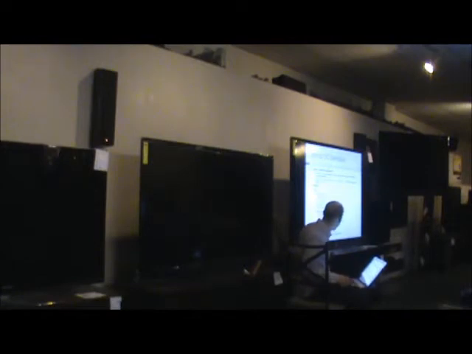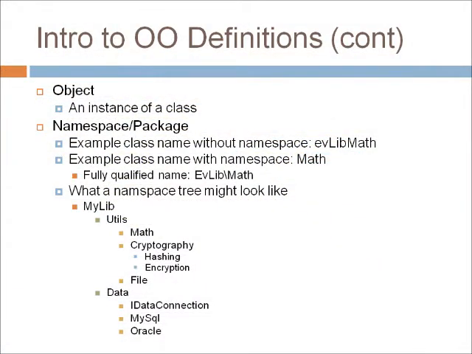So you can't instantiate an abstract class. You can instantiate a subclass of an abstract class. So the abstract has to be a base class for instantiation to occur. All right, a few more definitions and then we'll get into some more, hopefully more interesting stuff. An object is an instance of a class.